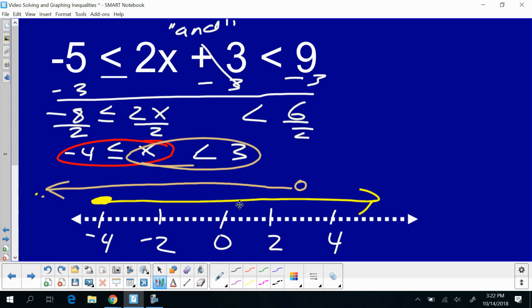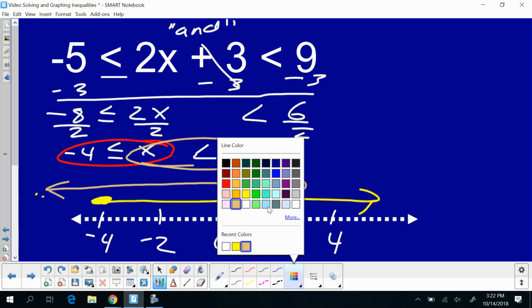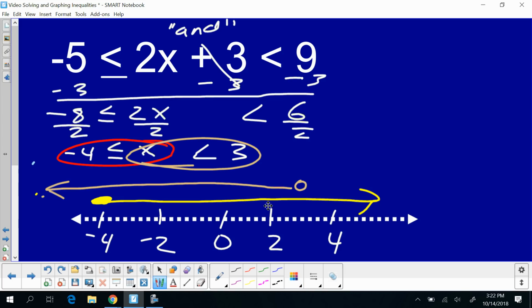Since we have an and, we're looking at the values that satisfy both the yellow graph and the tan graph. And the numbers that are included in both graphs would be from -4, including -4, because this point is included in both of them, all the way up to 3, but not including 3 because the tan circle is open. So the ones that fit both would be graphed right there in blue.